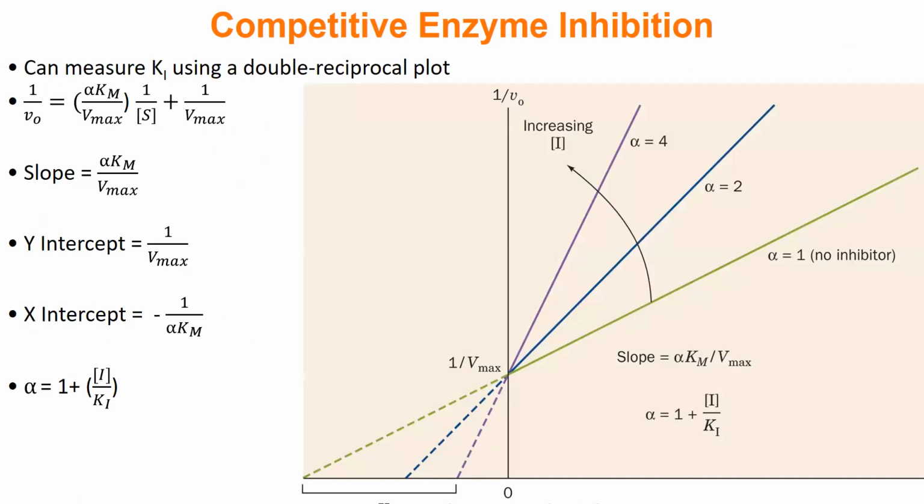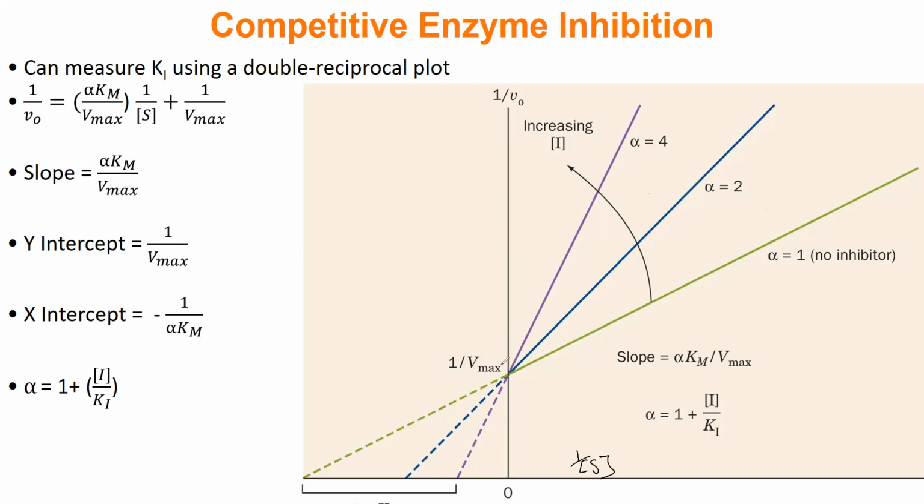How does competitive inhibition look on a Lineweaver-Burk plot? So let's just remind ourselves what a Lineweaver-Burk is. It's also called a double reciprocal plot, where on the y-axis is 1 over velocity, and the x-axis is 1 over substrate. So remember, alpha is inhibitor. The bigger the alpha, the better the inhibitor. So this green line is no inhibitor, blue and purple are inhibitors.